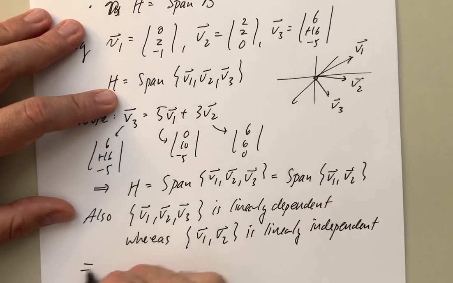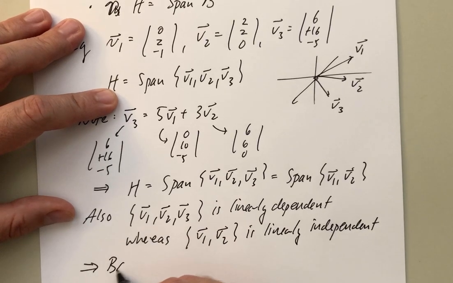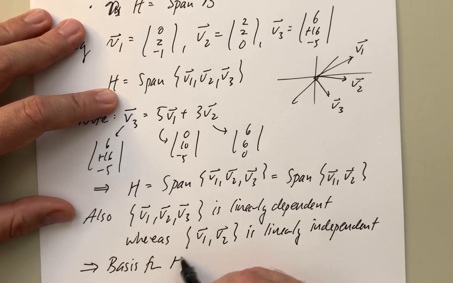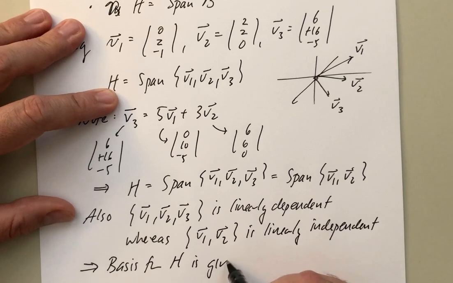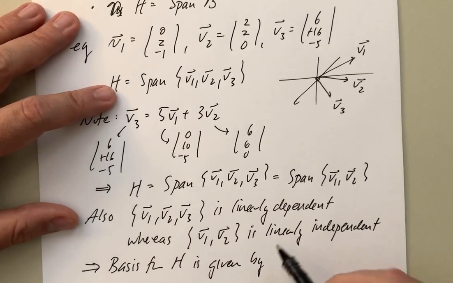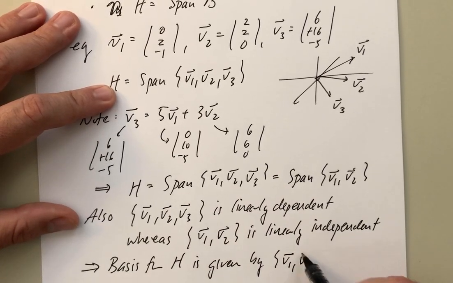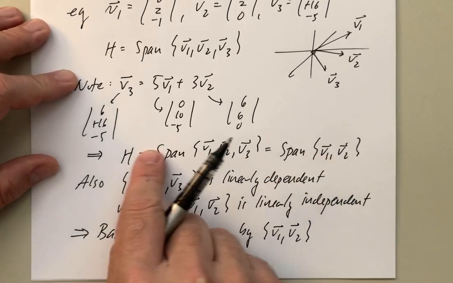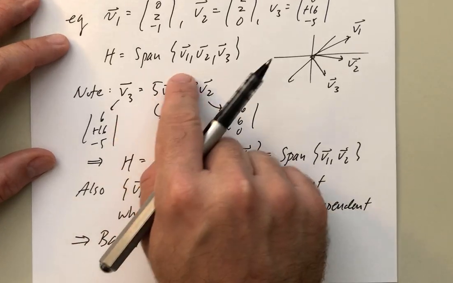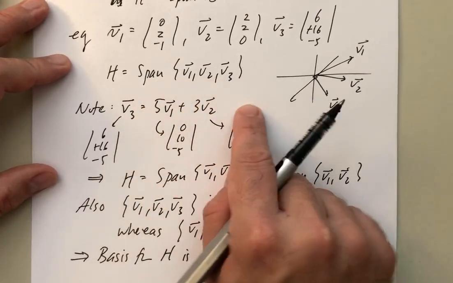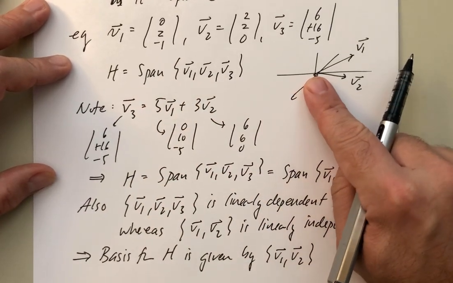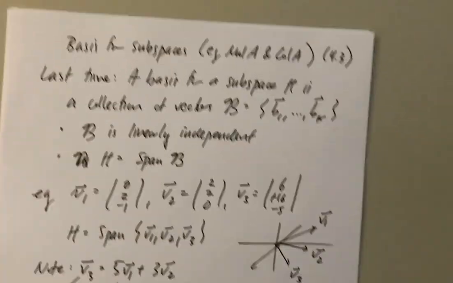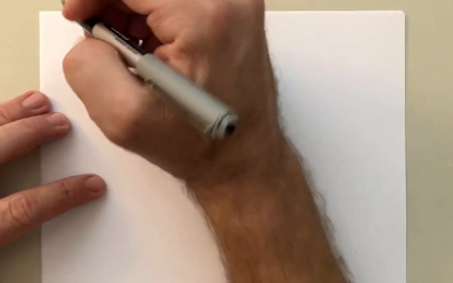Okay, so why am I saying all this? Well, what this implies then, maybe you can anticipate where I'm going, is that a basis for H is given by V1 and V2, because now I have an independent set whose span is H. So you kind of started with three vectors that defined H. I just popped out this V3 and I got a basis. So this is actually an example of a more general phenomenon, so I'll just write this out now. So, fact.